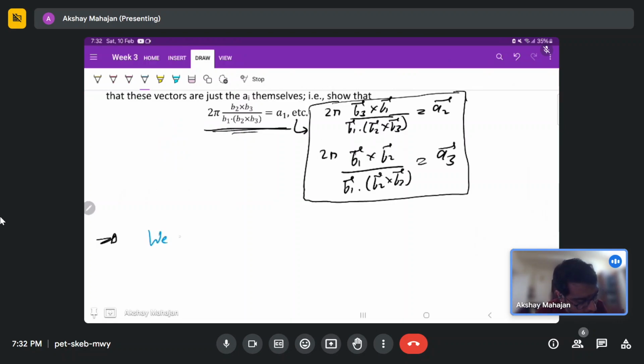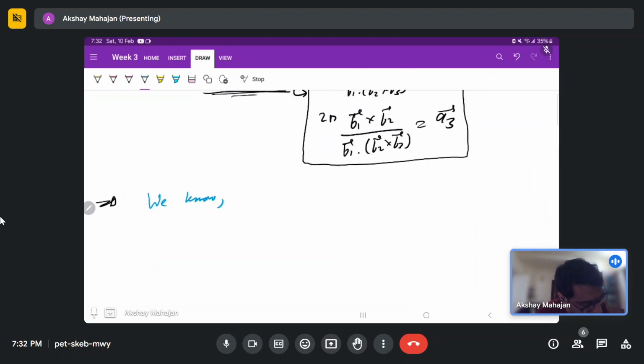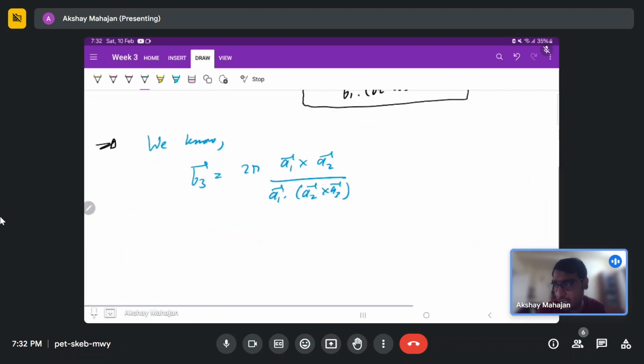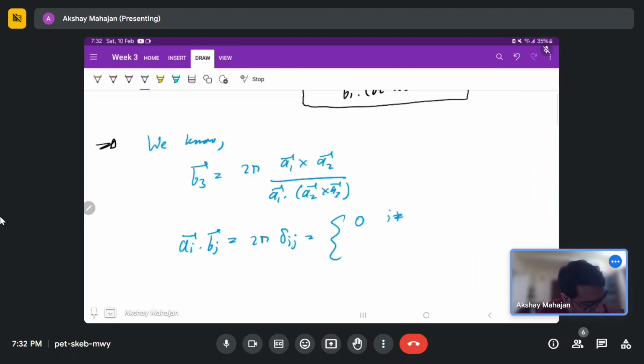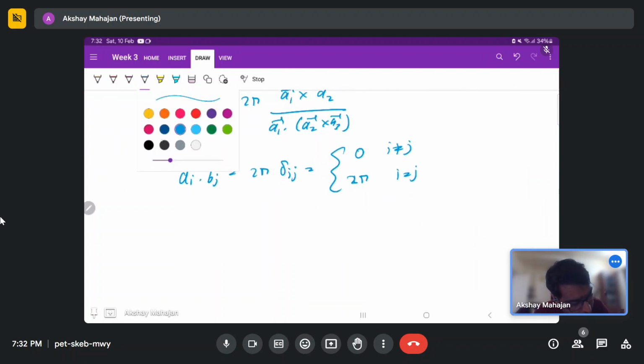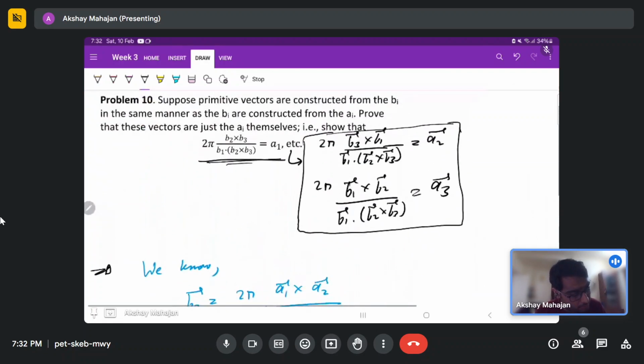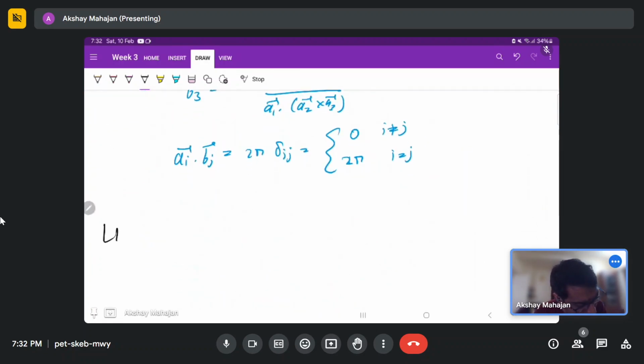So again we know this stuff. I will use the definition of b3 vector, which is 2 pi times a1 vector cross a2 vector divided by a1 vector dot a2 vector cross a3 vector. And also we know that a_i vector dot b_j vector is equal to 2 pi times delta_ij, which is 0 for i not equal to j, and 2 pi for i equal to j. Alright, so here basically we have to prove this.